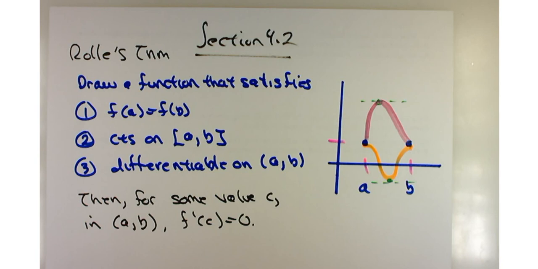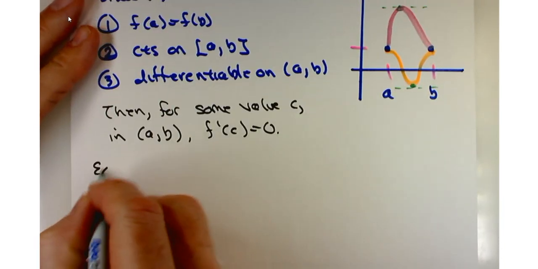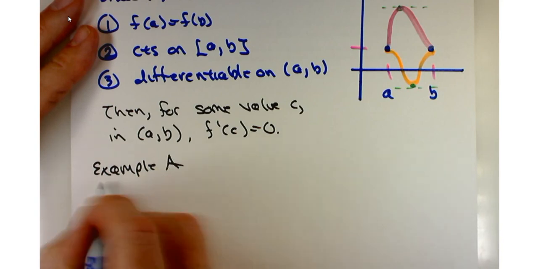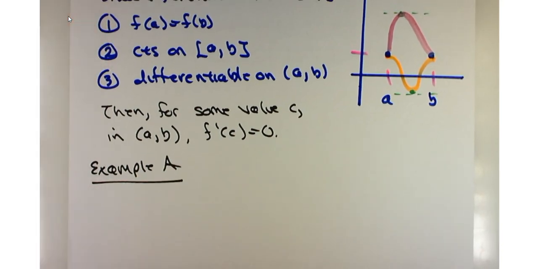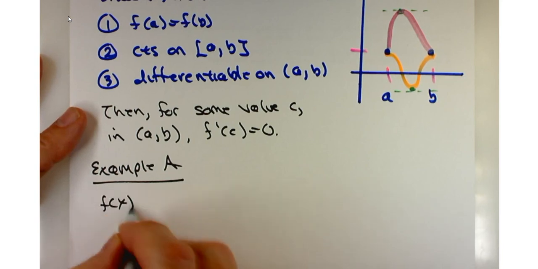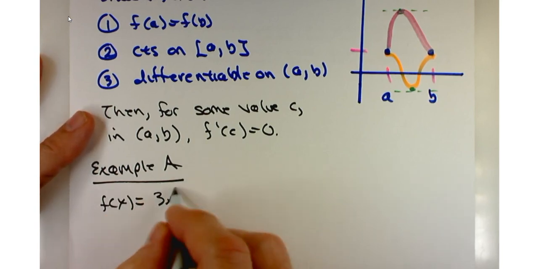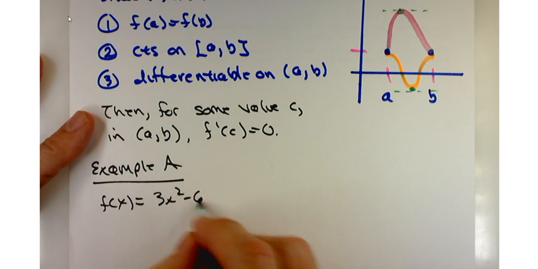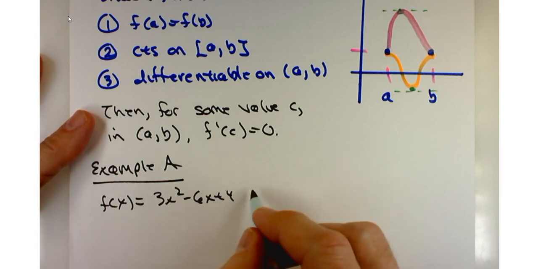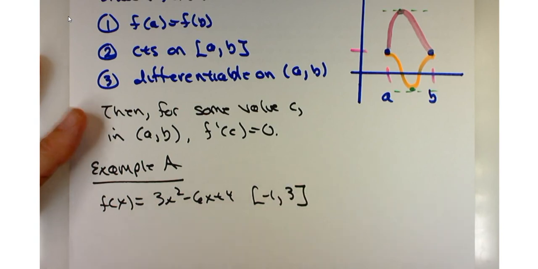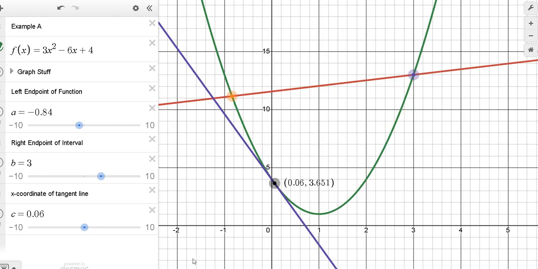So let's take a look at an example of Rolle's theorem. And you can follow along with the links on D2L. So let's take a look at example A. So example A, we've got f of x is 3x squared minus 6x plus 4 on the interval -1 to 3. So, okay, let's check that out. I think I've got that one already up. So here's our function, and let's look at it on the interval -1 to 3.